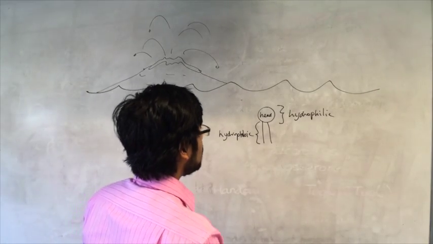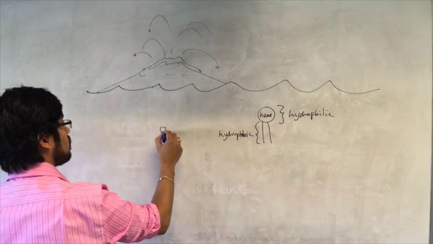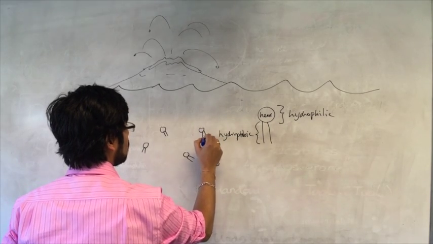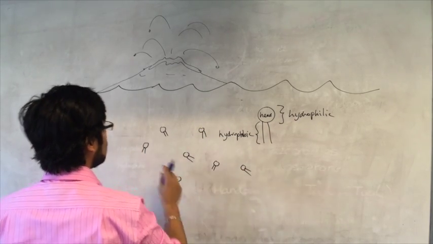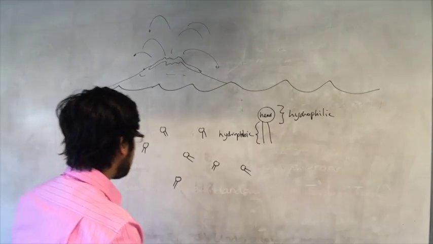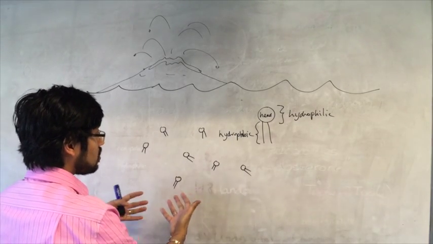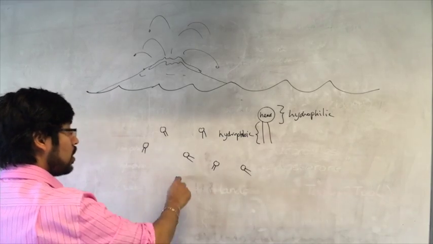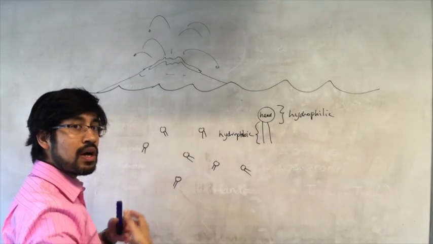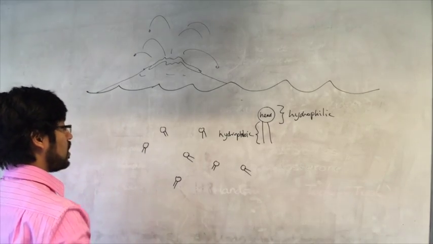Now, the thing is that if you have many lipids floating around, this situation, floating around in the water, is not ideal for their stability, because these hydrophobic tails are having to interact with water, as we can see here. Not so much of a problem for the hydrophilic heads, because they are polar, they are hydrophilic, they are stable in their interaction with water.